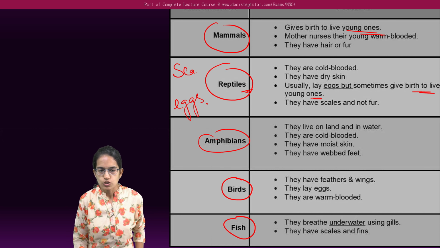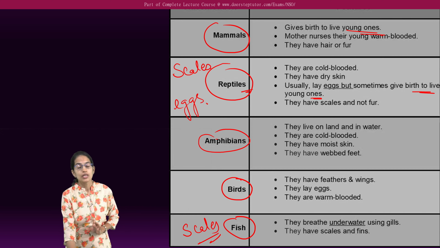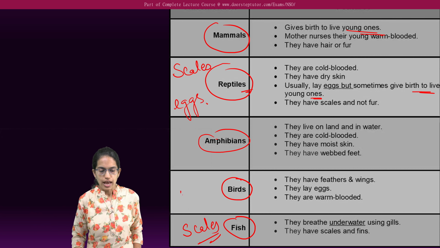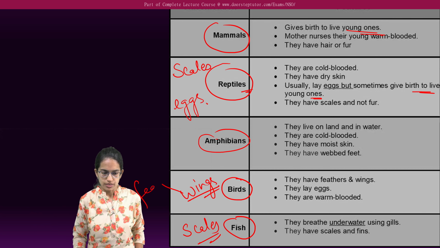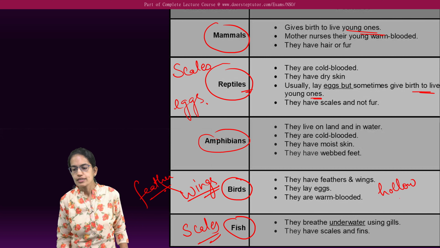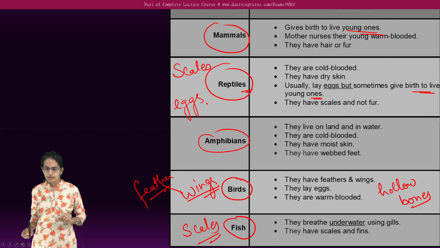Reptiles have scales on their body. Also, we have fishes that have scales on their body. Very, very important to note. Birds have a capability to fly in air, so they have wings. Not only that, these wings have feathers, but these birds also have hollow bones, so that they are able to fly easily. As we already say, birds lay eggs.